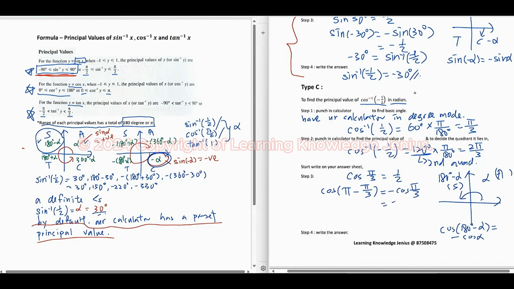Then you copy the answer we have obtained. It's negative half. And this one will be cosine 2 pi over 3. So from here, you can conclude 2 pi over 3 is equal to this. And so you rewrite it that way, then you get the answer. Okay, so these are generally the 3 types of questions you will encounter in the principal value.